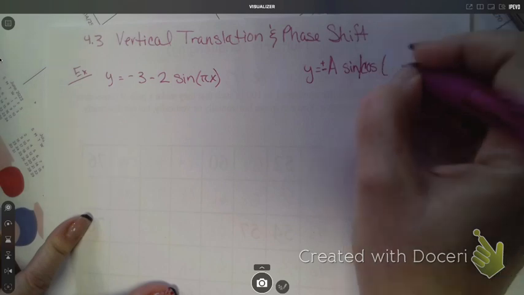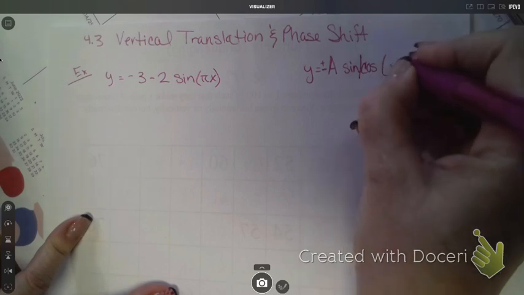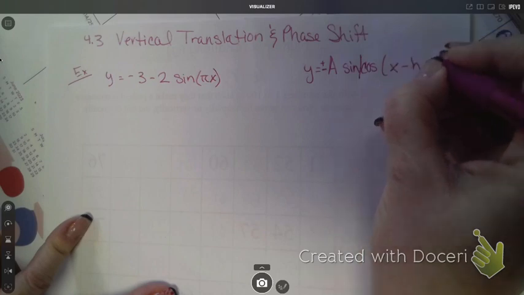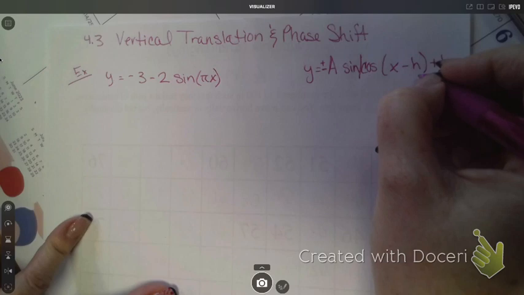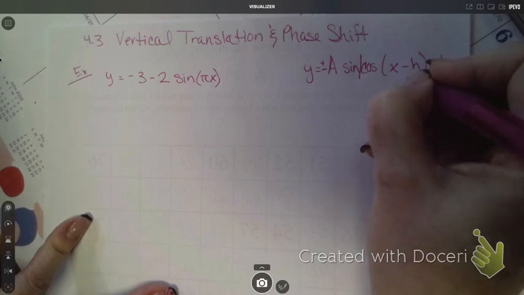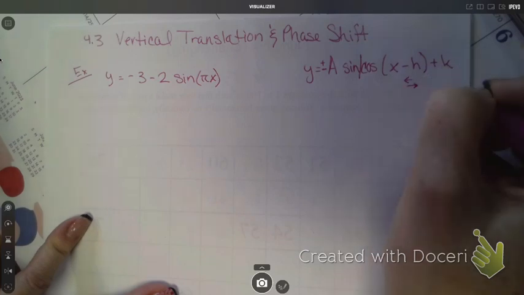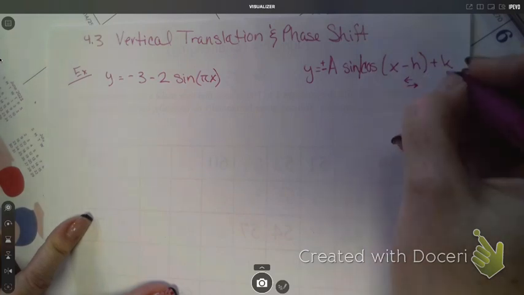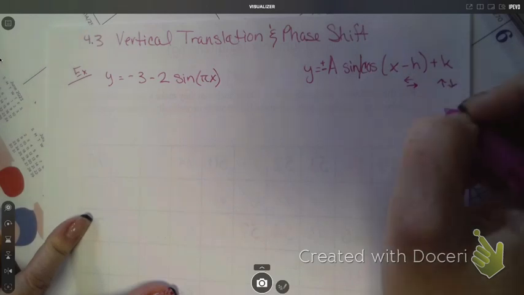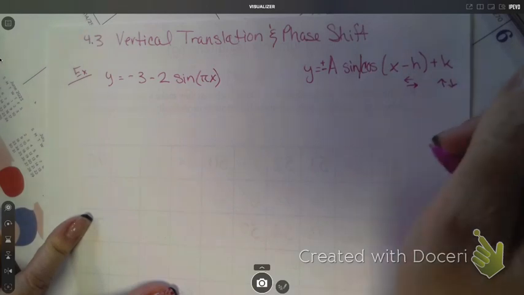And we're going to have x minus h plus k. What's h do? Left or right? Always opposite direction. What's k do? Up and down. Up and down. Now we will start having phase shifts.